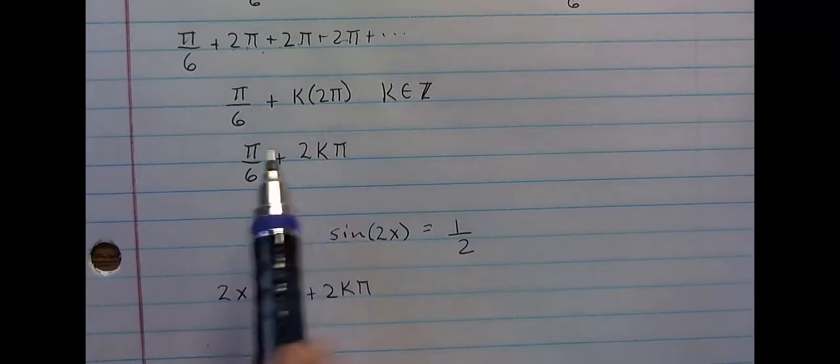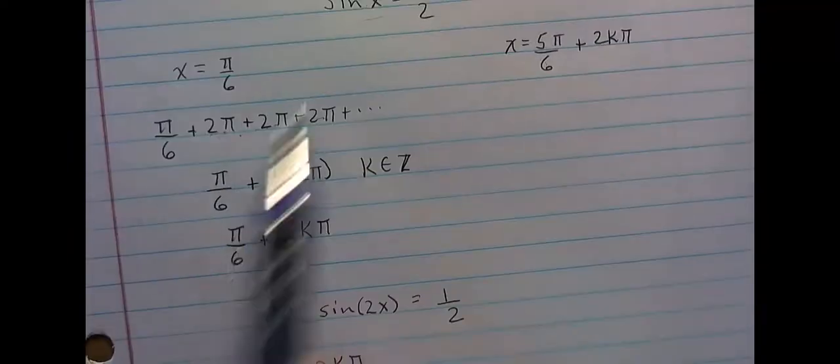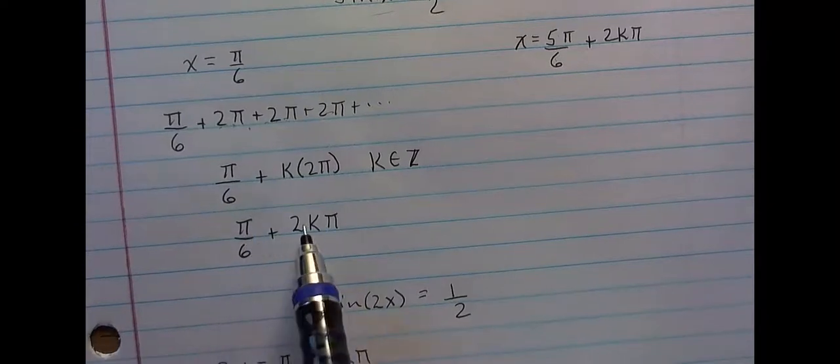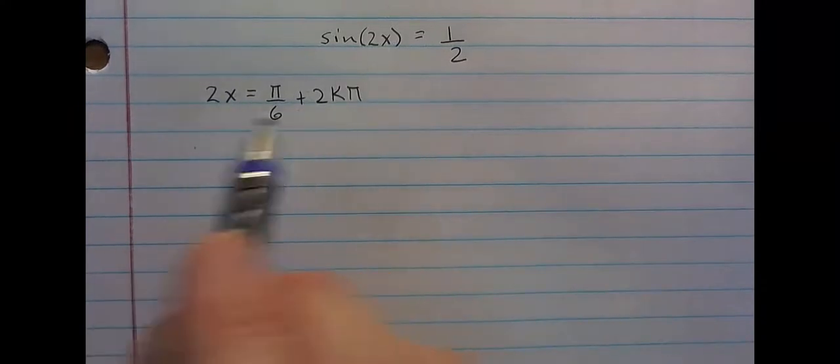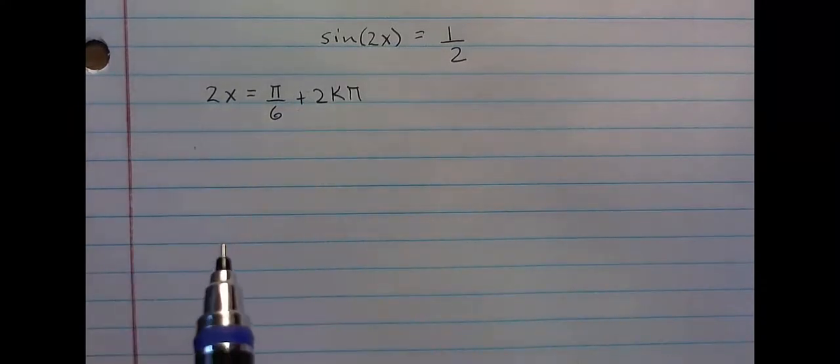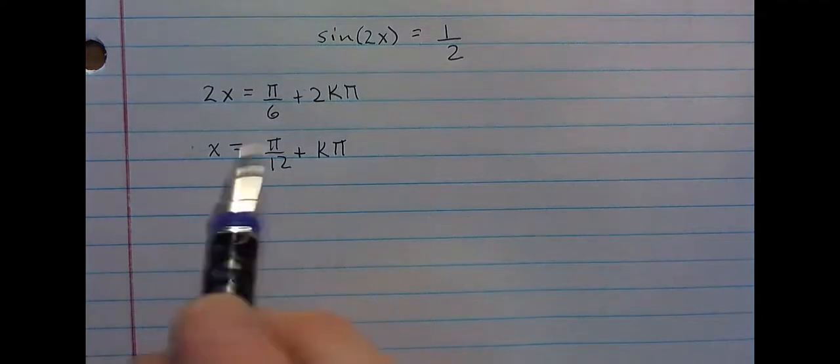Okay? So notice what I'm doing different is, instead of x equals pi over 6 plus 2k pi, I've got 2x equals that. But we don't want to know what 2x equals. We want to know what x equals. Well, I've got this part. Now I just go back and divide everything by 2. So I've got pi over 12 plus k pi. See? Changed a little bit.